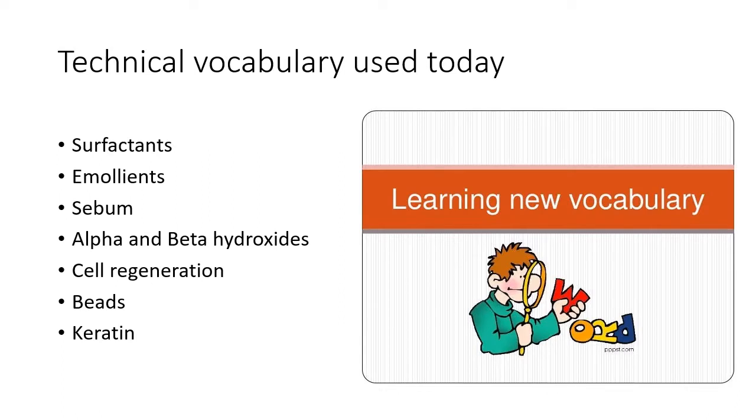So here we have some technical vocabulary that we're going to use today. These might be new words to them. They can write them down. You can display them around the classroom. You've got surfactants, emollients, sebum, alpha and beta hydroxides, cell regeneration, beads and keratin.